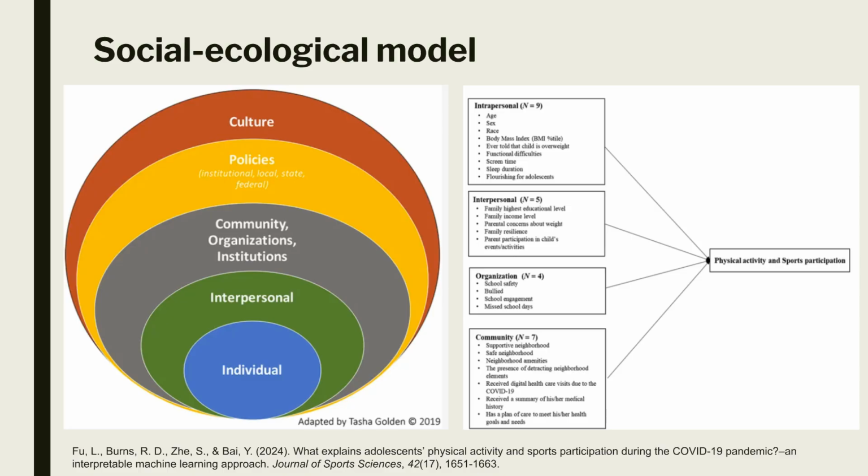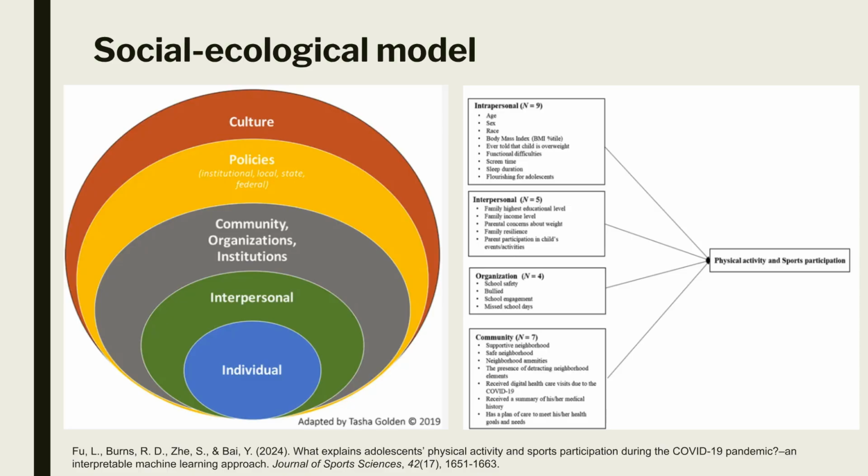At the individual level, factors include age, gender, health status, ethnicity, motivation, and personal interests. At the interpersonal level, this involves interactions with others, such as social support from peers, family members, and communities. At the organizational or community level, factors include access to facilities and equipment, safety, availability, and cost.